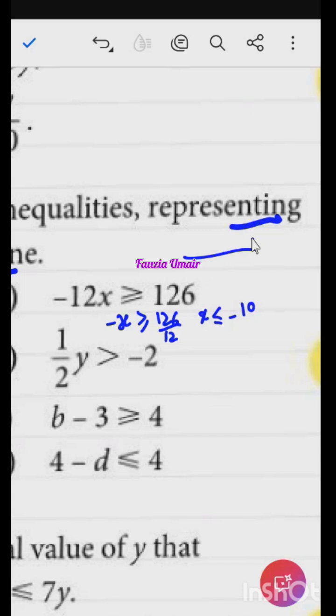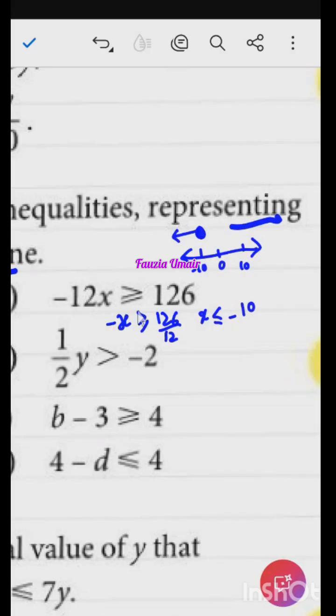So if you draw it on the inequality, if this is 0, this is 10, and this is minus 10, will the circle be filled, miss? Yes. And this will be on the left side. Yes, bete.